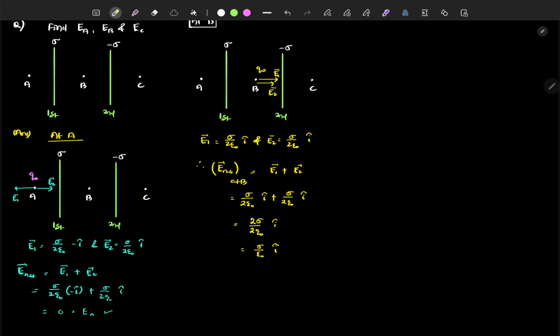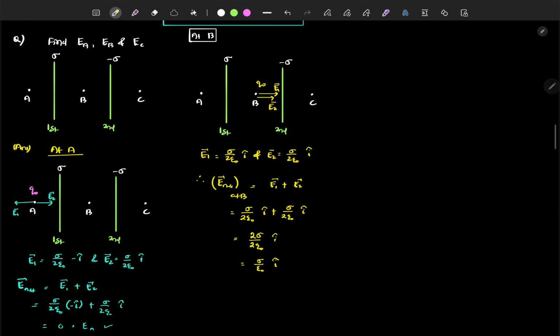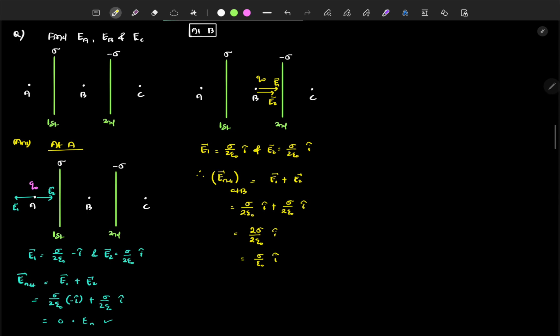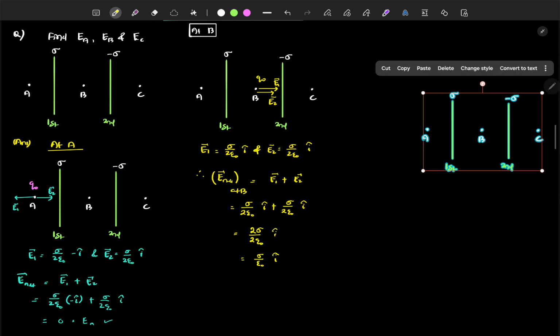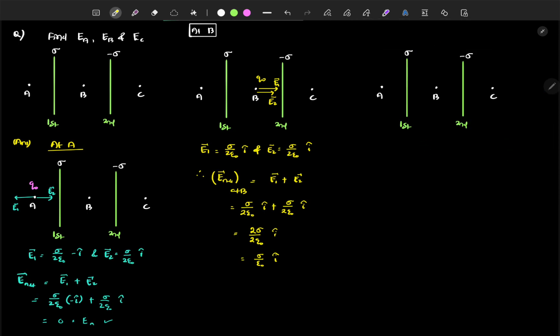Plus I cap means towards rightward. Sigma by epsilon naught I cap, this is your E net at B. Then come to the solution at C.